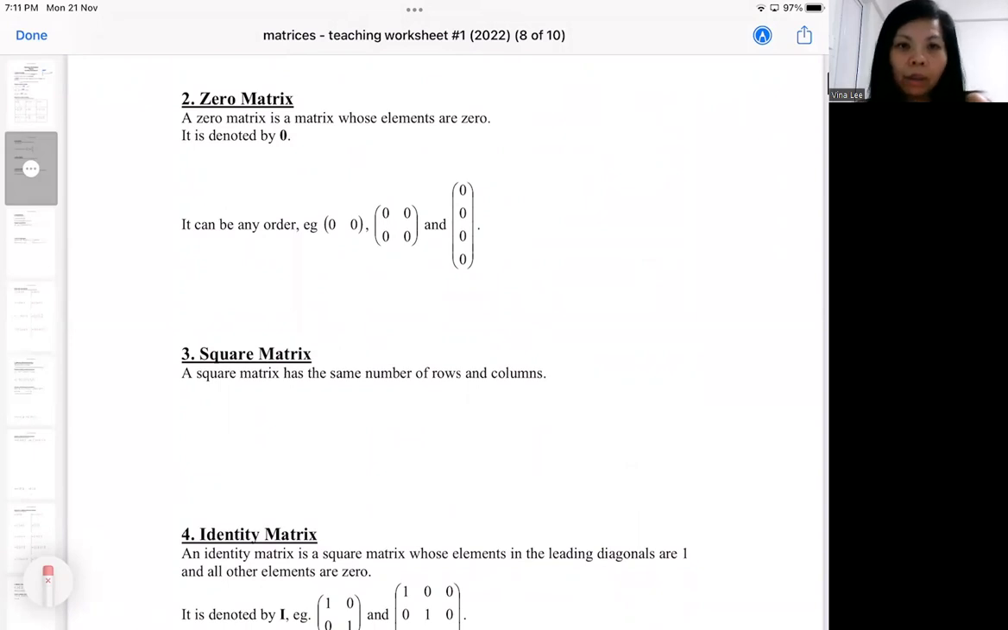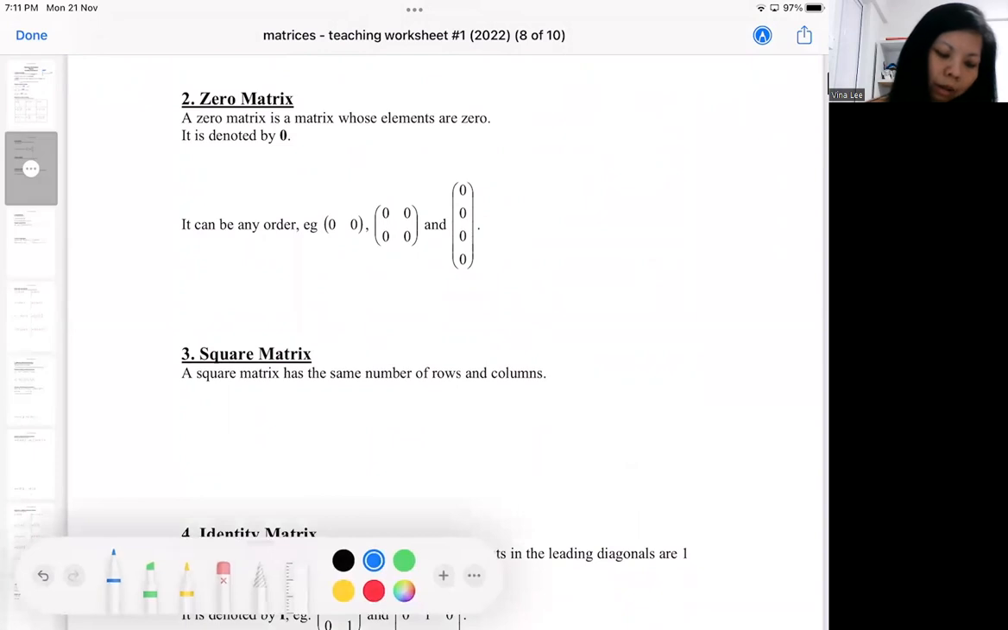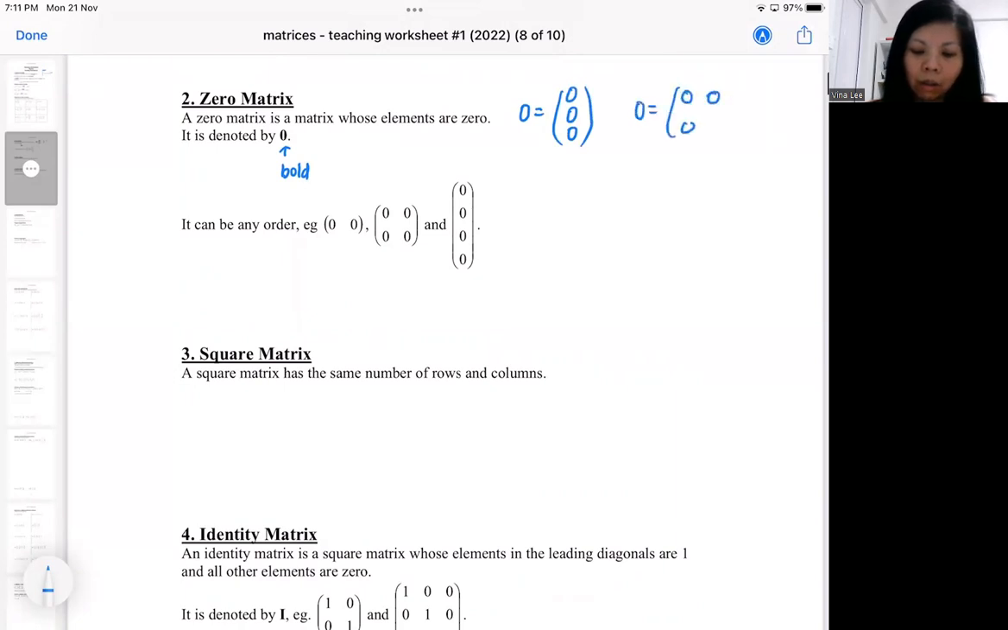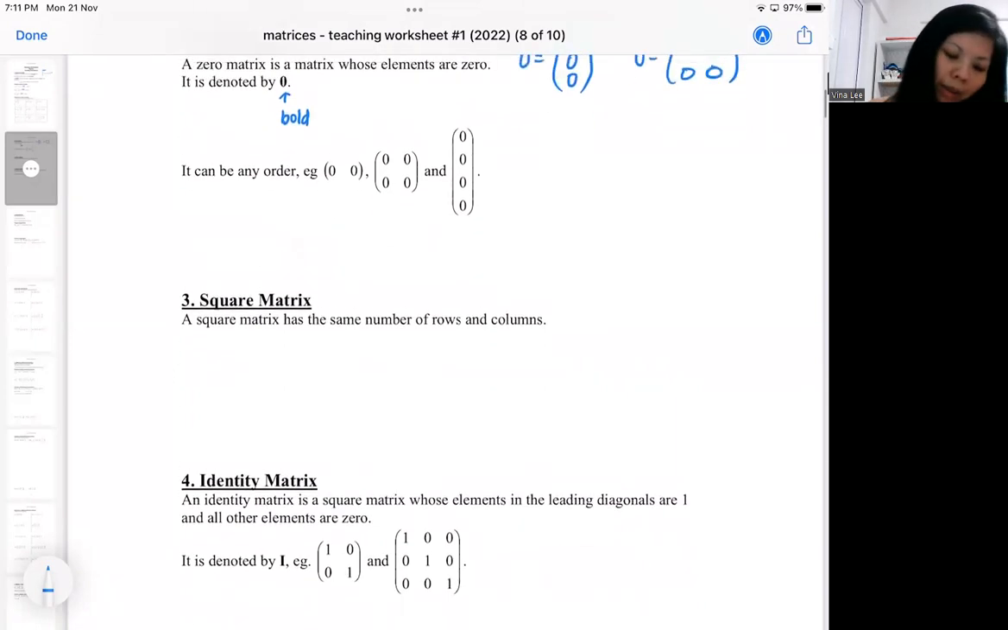A zero matrix is a matrix where everything is zero. If you look at this, can you see that this 0 is bold? It's in bold print. It actually means something. It can be like this, it can be like this, it can come in a lot of shapes, as long as everything inside is 0, then we'll call it a zero matrix. Like I mentioned here, it can be in any order.